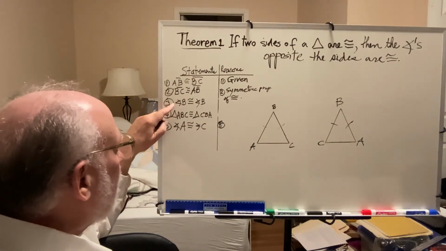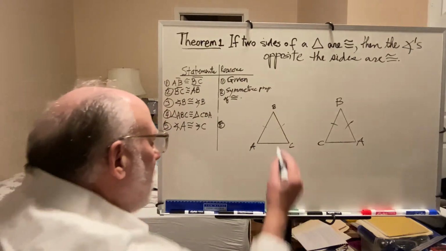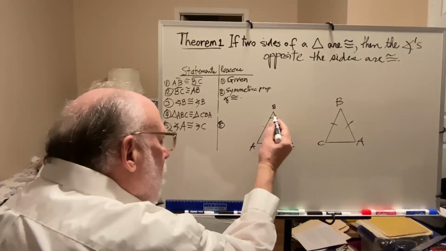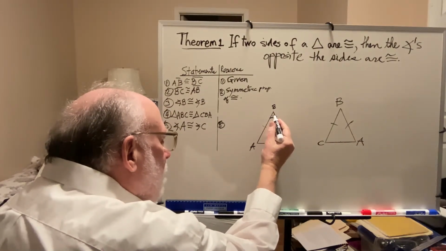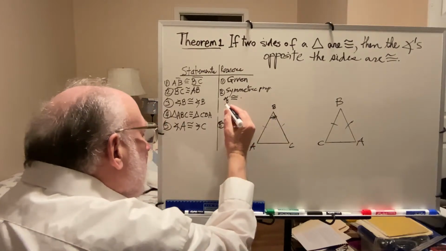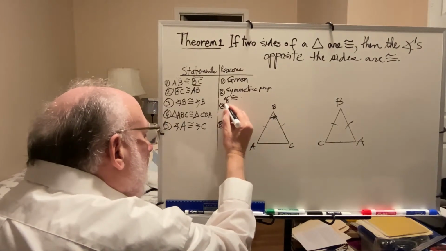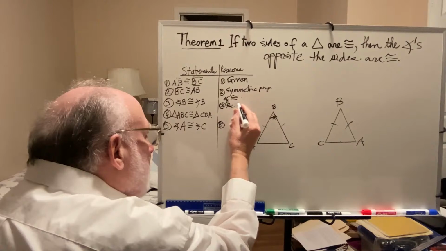Now I'm going to say that angle B is congruent to itself. Put an X here for reflexive. That's your reflexive property.